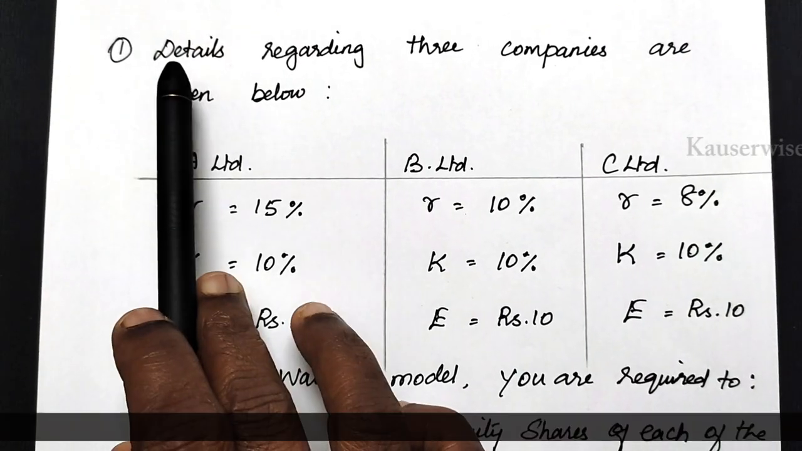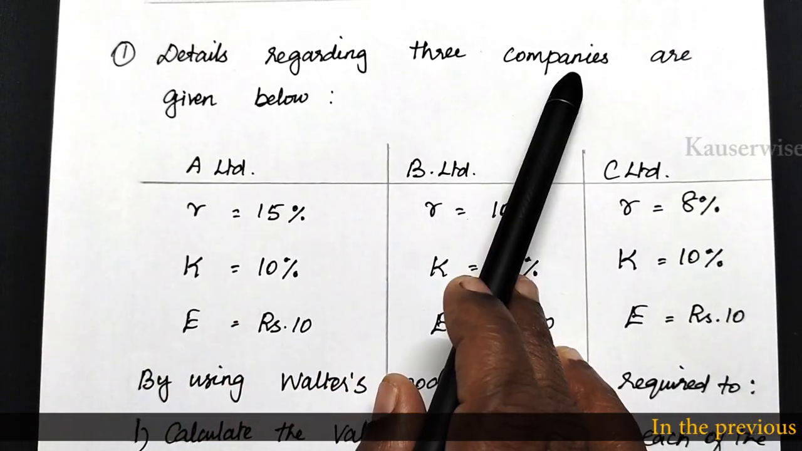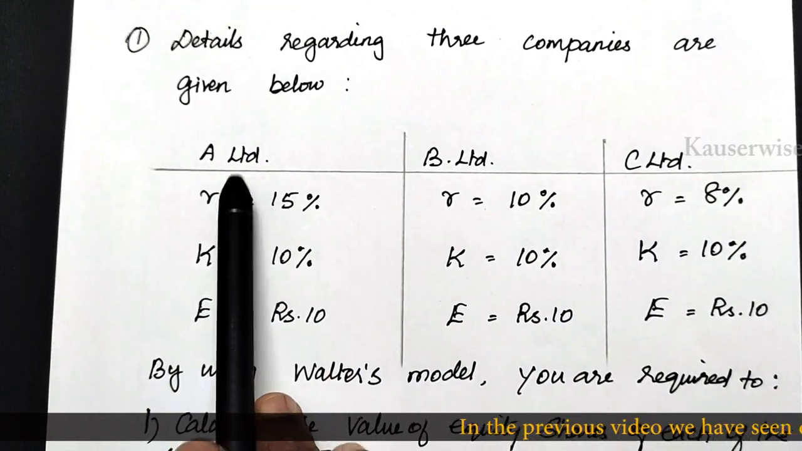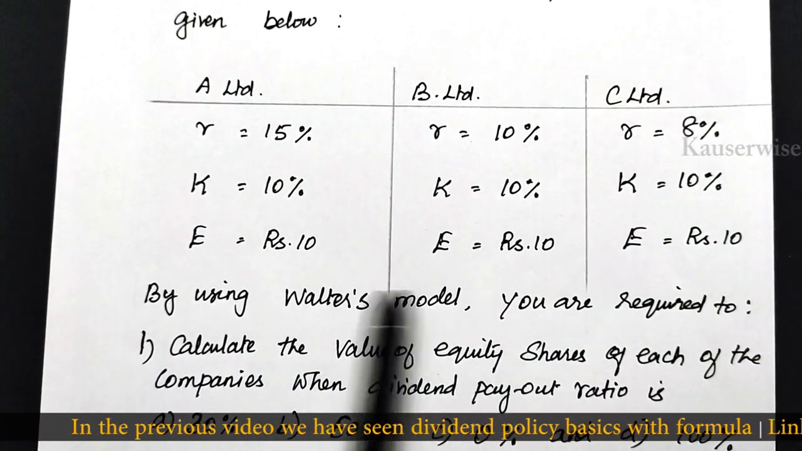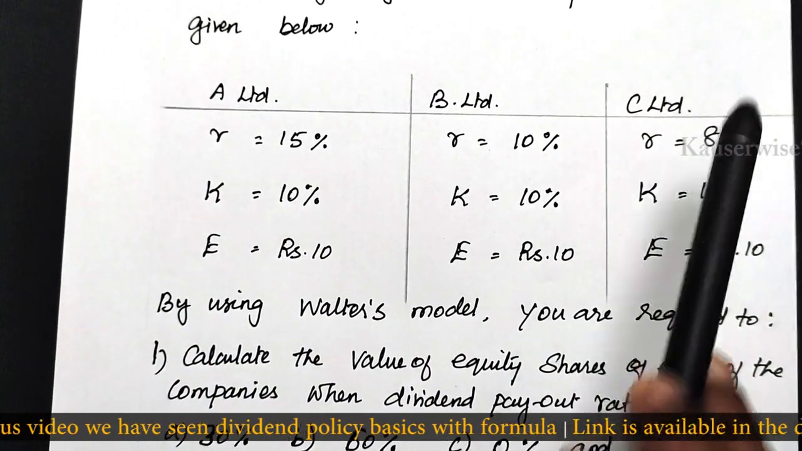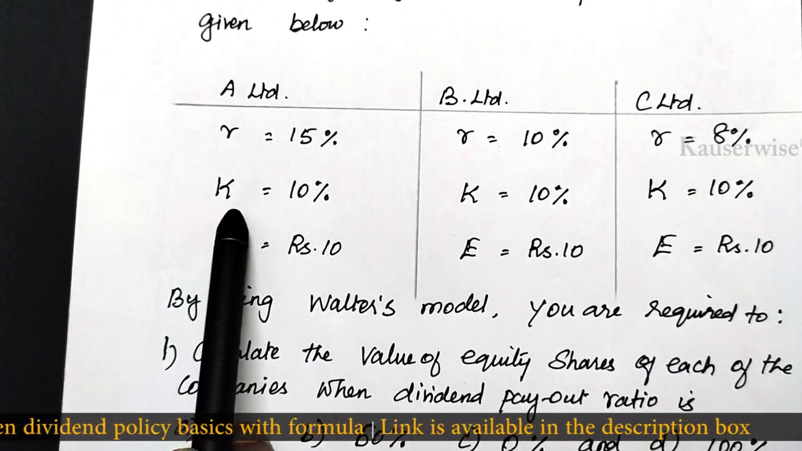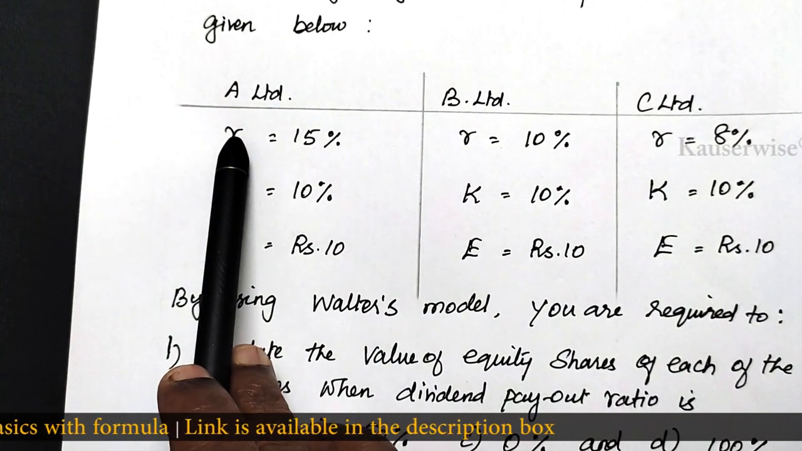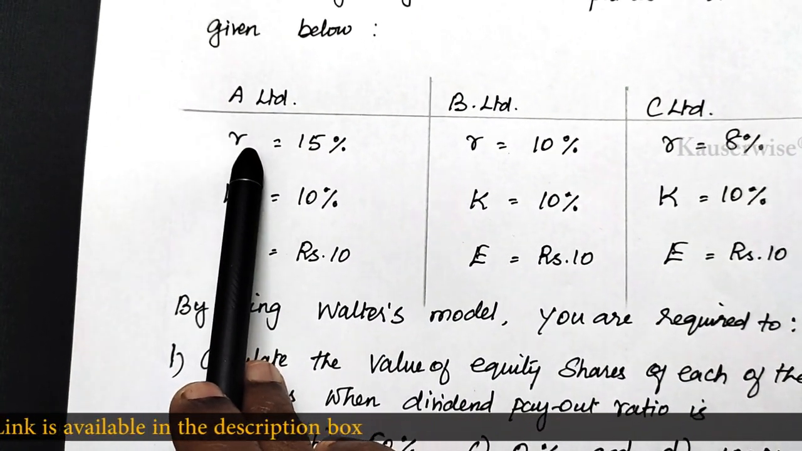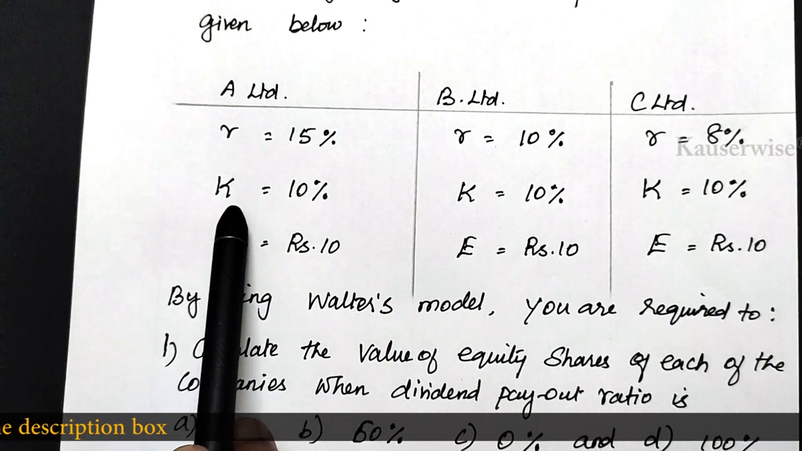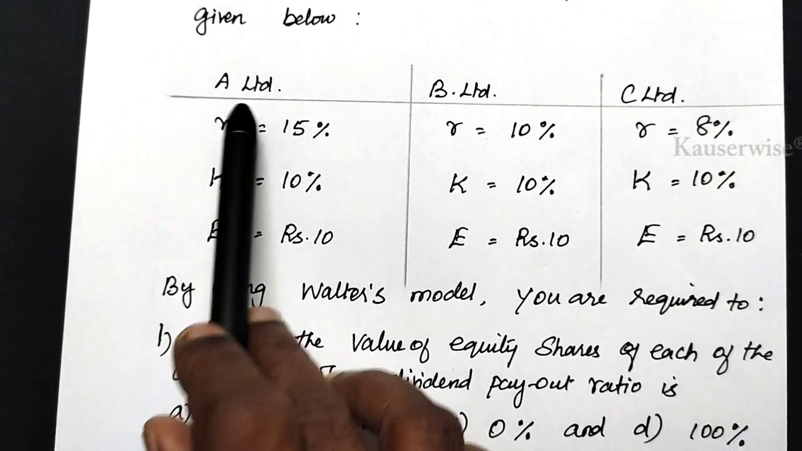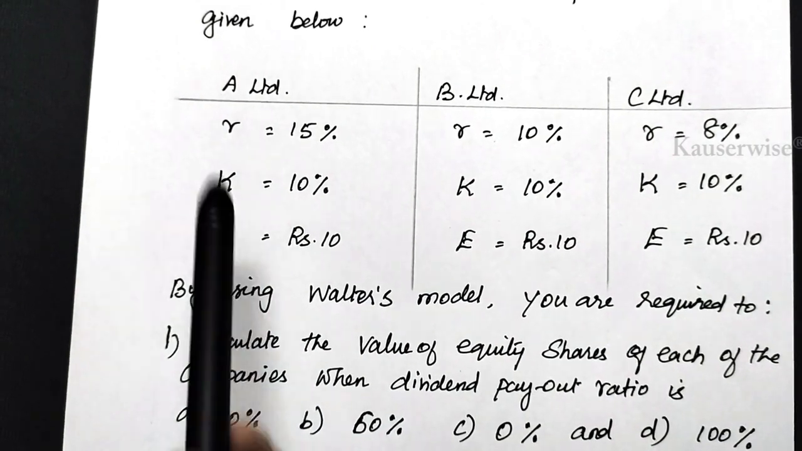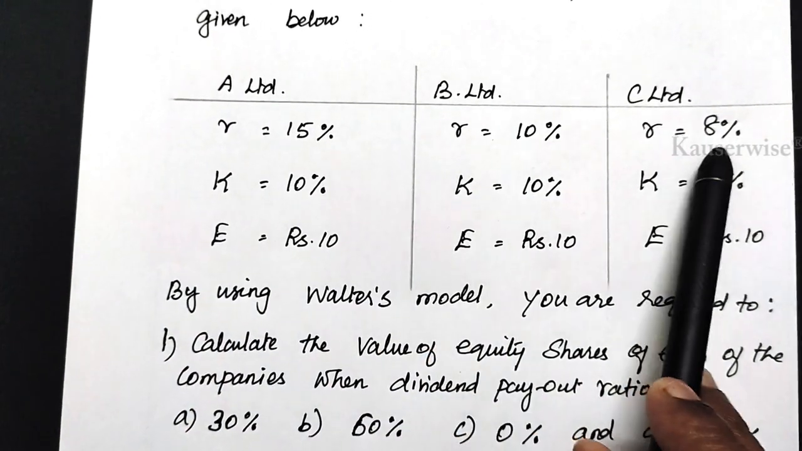Look at the problem. Details regarding three companies are given below: A Limited, B Limited, C Limited. They have given some information for three different companies, that is R, K, E. R refers to return on investment, K refers to cost of capital, and E refers to earnings per share. These are the three pieces of information given for A Limited, B Limited and C Limited.